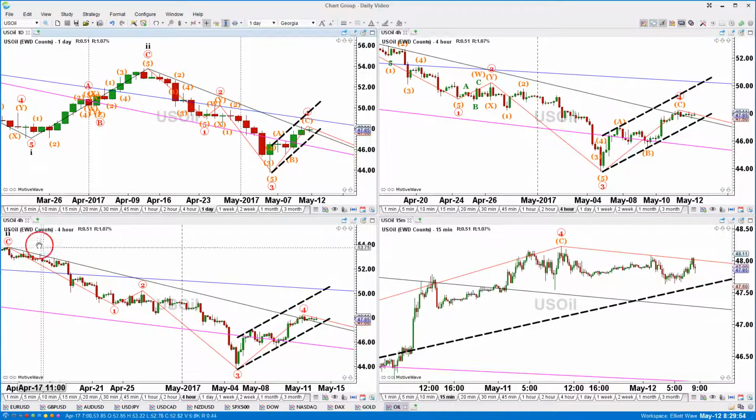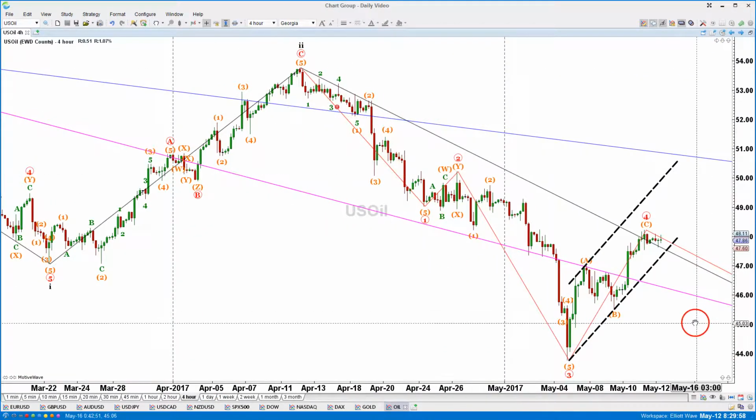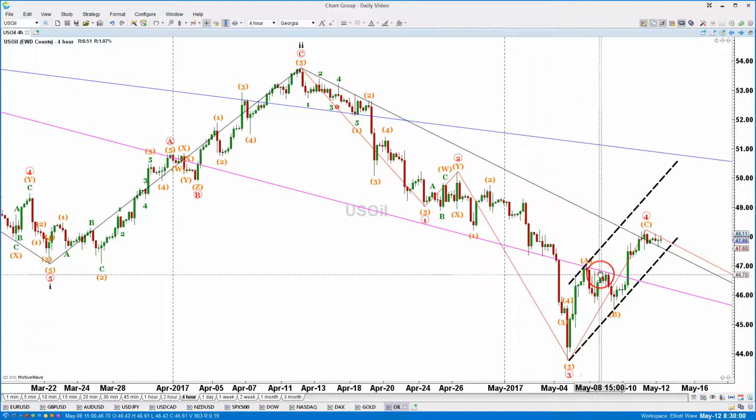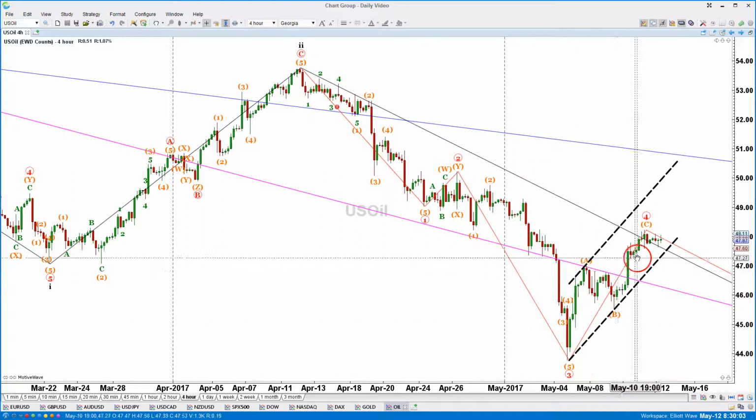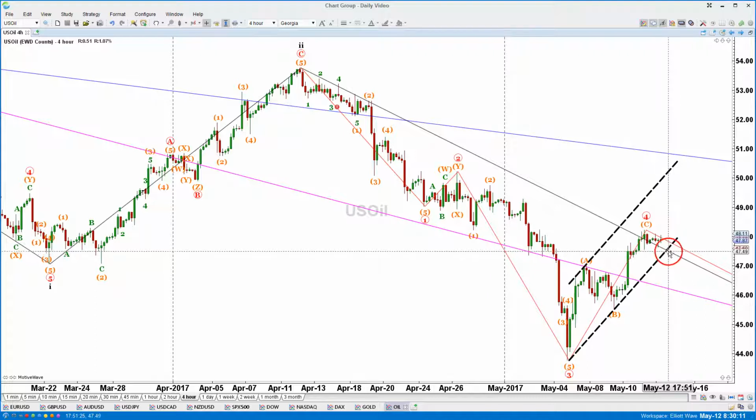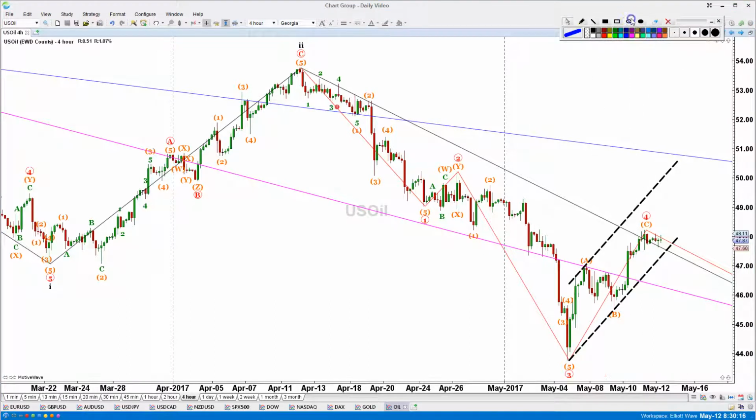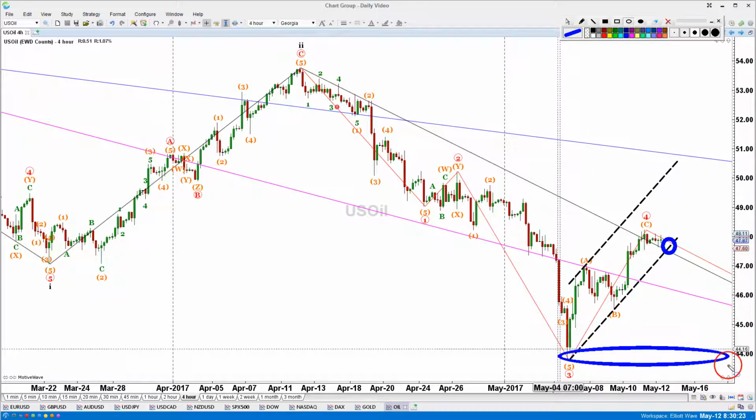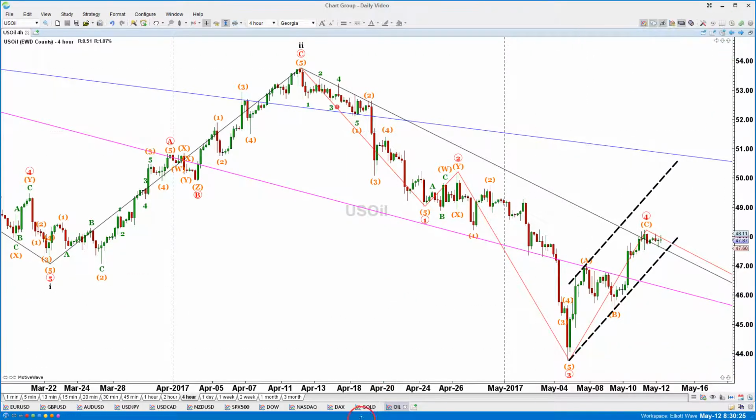And here is oil. Oil is showing a great setup that is a corrective wave. This is clearly a corrective wave, it can't be an impulse. And the signal is pretty simple. A candle that is able to close below the trend line is going to be the trigger candle. You can use the hourly chart, it's fine, or the 4-hour chart if you want to be more conservative, but that's going to be the signal, and this is going to be the target, the 44 area.